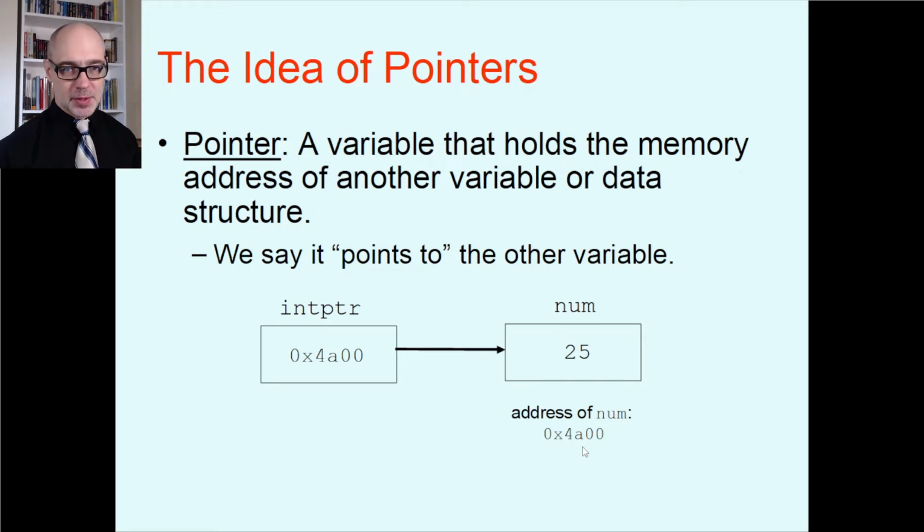So for argument's sake, and if we did this in practice, I'm sure it would get put in some other location. But for argument's sake, let's say that num is sitting in the memory system at address hexadecimal 4A00. You might ask, why does that get printed in hexadecimal? It's actually somewhat more convenient for programmers.